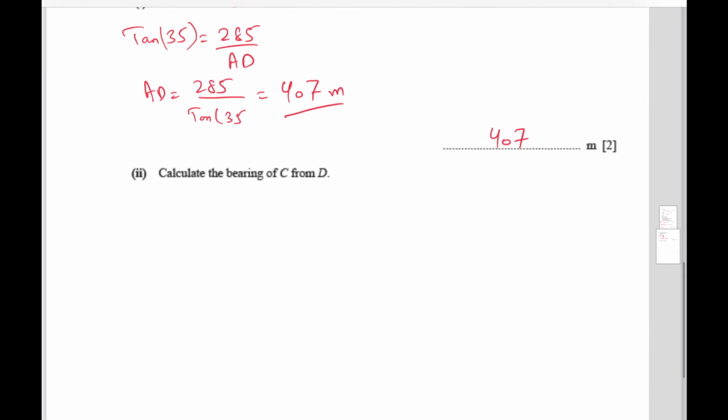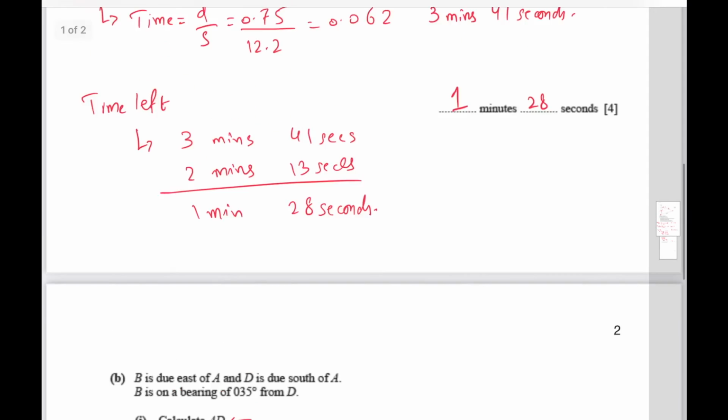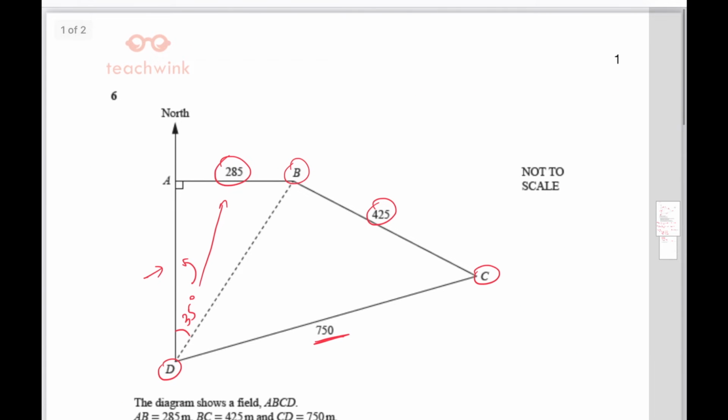Okay, the next part says calculate the bearing of C from D. Let's see what that means. We have to calculate the bearing of C from D, this point over here. In order to do that, we might have to do a few steps.